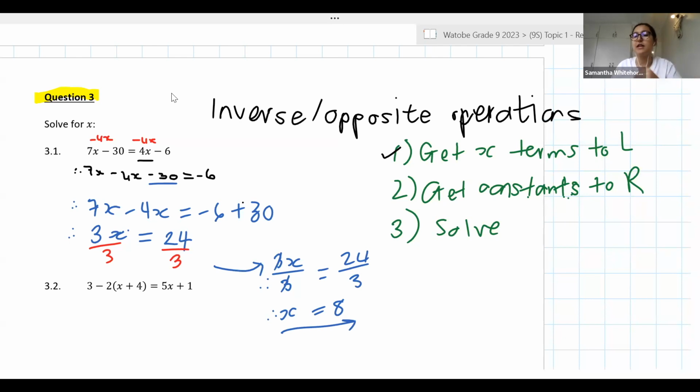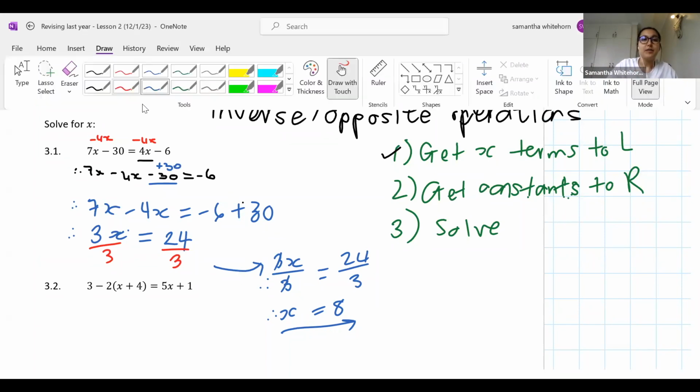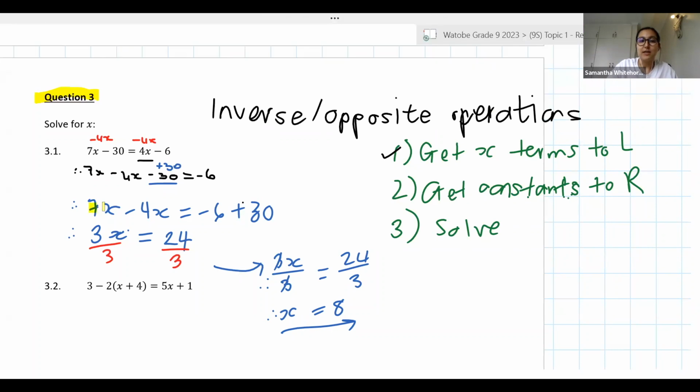Sorry guys, I just have to carry on down there. So Phumzile has essentially explained all of our inverse operations for this equation. Firstly, we need to add 30 to both sides, because I want to get my constants on the right and the x's on the left. Then we're looking for like terms. So 7x minus 4x is 3x, negative 6 plus 30 is 24.